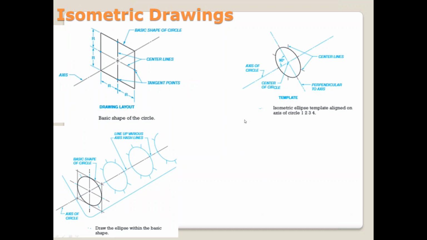Once you finish, you can just erase the shape of the circle, and that will be the final product of the circle. But again, a regular circle, when you draw it onto the isometric, will turn into an ellipse by using your ellipse template.